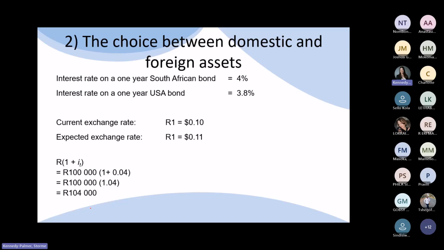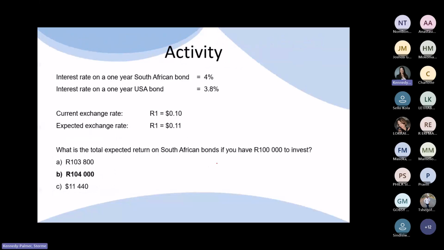But now let's look at what happens if you're going to buy a USA bond. And just to return to that question, the answer was B. So the expected return on the South African bonds is 104,000 Rand. It's not going to be dollars, and it's not this, because we use the South African interest rate of 4%, not the USA interest rate of 3.8.